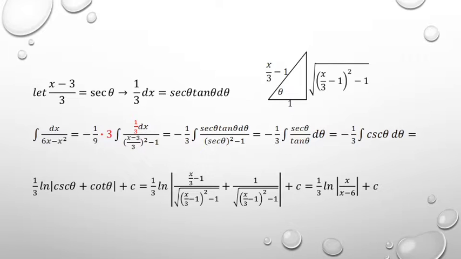Then we still have to change cosecant theta and cotangent theta in terms of x. We come back and use the triangle method to find out what cosecant theta is or what cotangent theta is in terms of x, and after doing some algebra, we get 1/3 of ln of x over x minus 6 plus c.